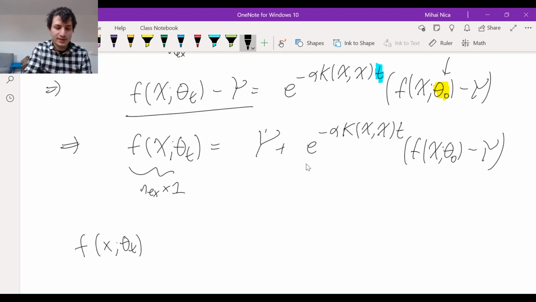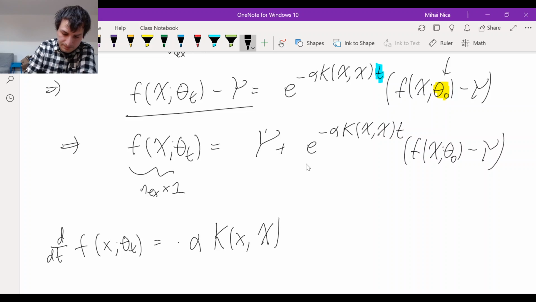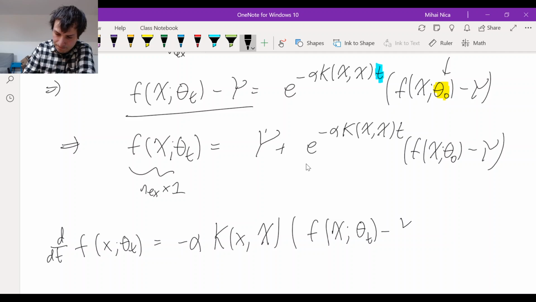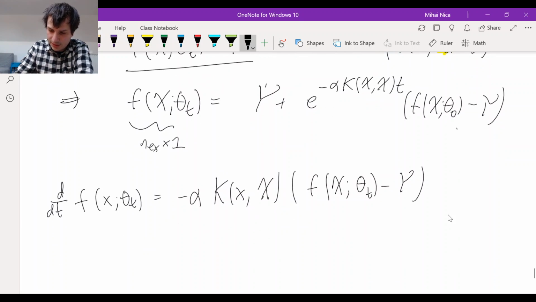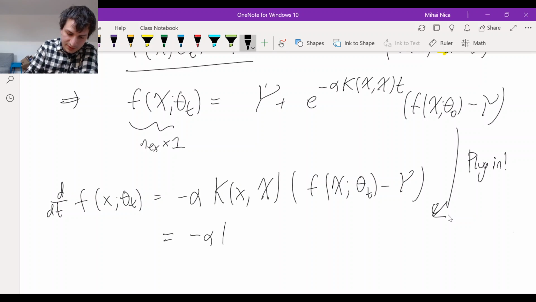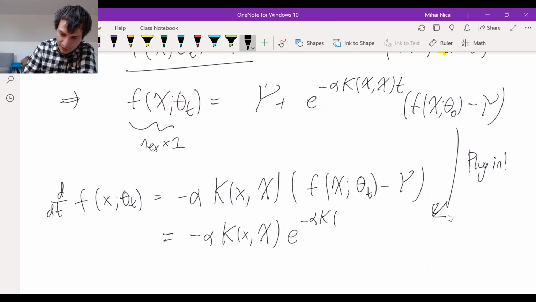And so the starting point is this equation, which was the punchline of part 1. The derivative of f is equal to alpha k x script x times f of script x theta t minus y. So the derivative at any point is given in terms of the training points. We know what the training points are now, so we can plug that in. So you plug in, and what do you get? Minus alpha k of x script x times e to the minus alpha k of script x script x t times f of script x theta 0 minus y.